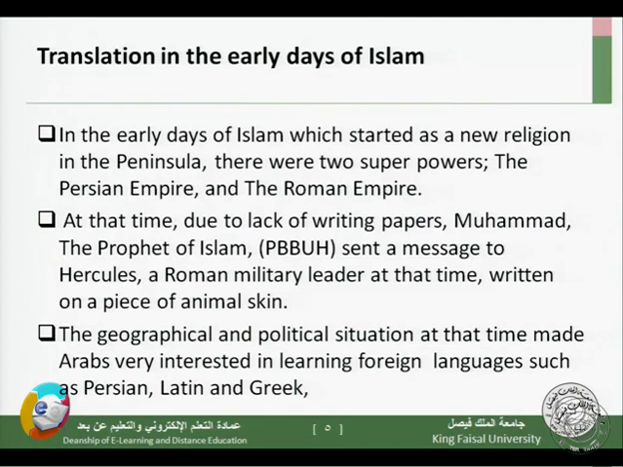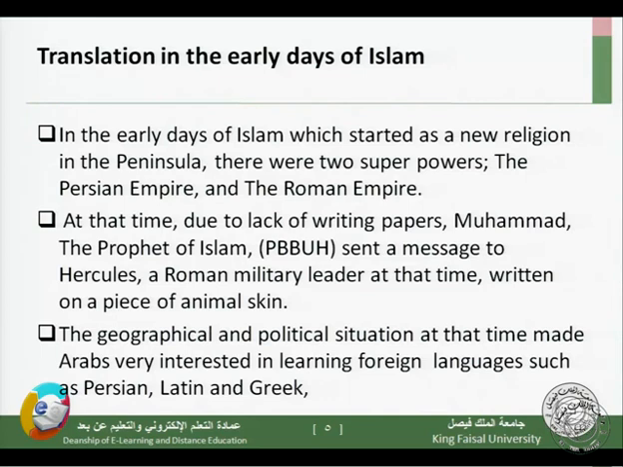Now, because of the geographical and political situation at that time, it has expanded, and the Muslim territories became bigger and bigger, so Arabs started to travel in large areas beyond the Arabian Peninsula and started to get interested in what? In learning a foreign language. So they started to learn Persian, Latin, and Greek.